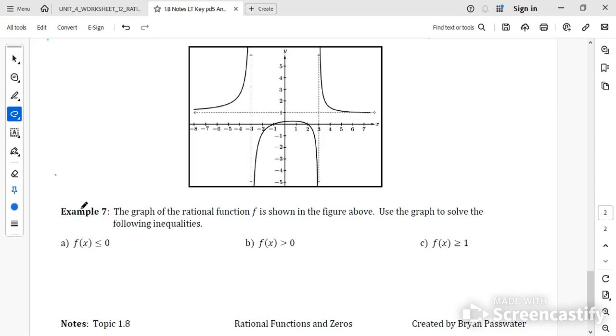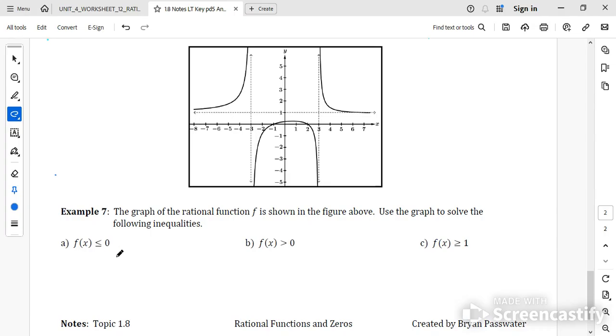Buddy, I wanted to take a couple of minutes and walk you through example 7 that we didn't get to yesterday. So in example 7, what they're doing is giving us the visual of a graph of a rational function. And what we need to do is give the intervals of the x values that will make our output values for the function less than or equal to 0.